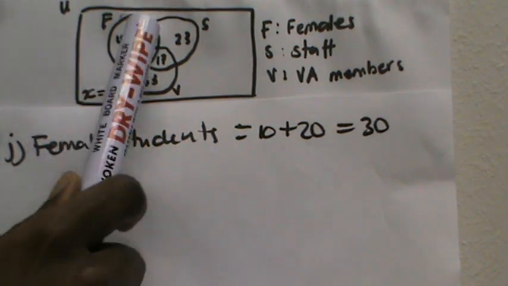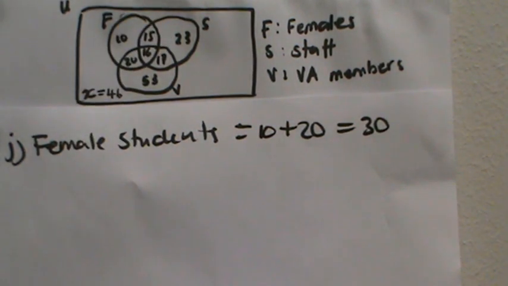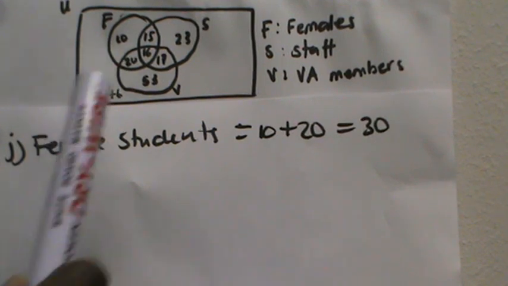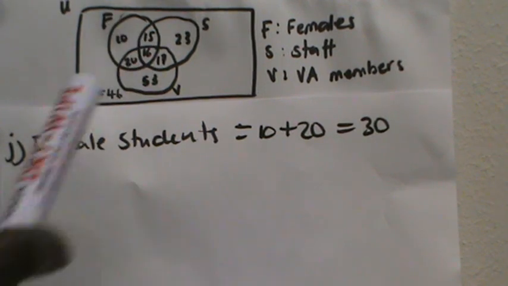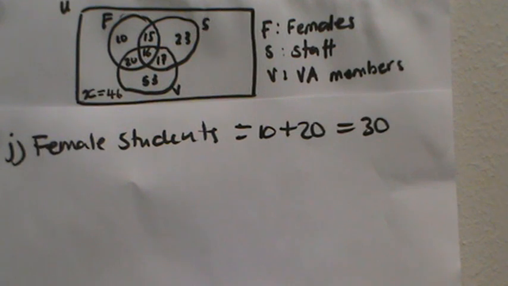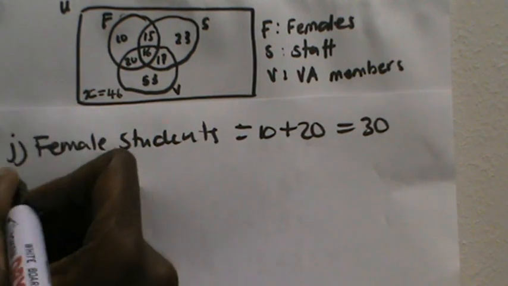Okay, so this 15, we don't count them because they are staff members and we want students. This 16 are also staff members. They're inside the circle of staff members, so we don't count them. Remember, we only want the female students. Okay, then K.